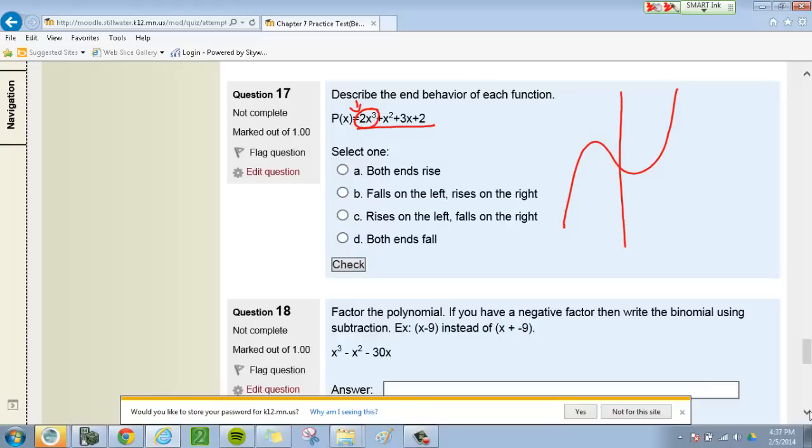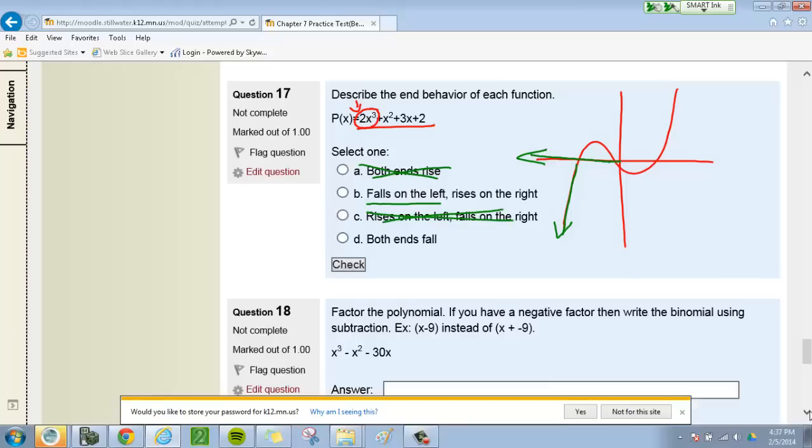Something like that. Okay? And the function looks like this. You want to figure out what's going on as this goes to the left. As this goes to the left, it's falling. See how it's falling right there? So, it falls on the left. This could be an option right here. Rises on the left. That's not an option. Both ends fall. That could possibly be it. Both ends rise. Well, we know that's not it. So, between B and D.